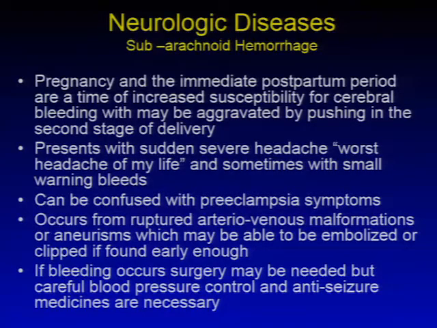And if this occurs, it is generally felt by the woman as the worst headache of her life, but may be associated with small warning bleeds. It can be confused with other headache-causing etiologies such as preeclampsia or post-dural puncture headache. If it occurs, it can be from ruptured arteriovenous malformation or aneurysms, which may be able to be embolized radiologically if found early enough.